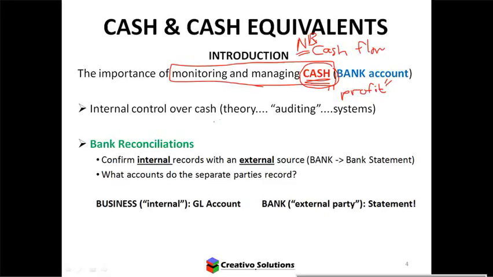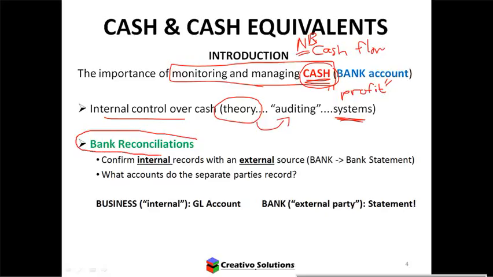Internal control over cash is key. That's theory, and theory won't be tested in this module. It should be tested in others. Auditing is the main module where they look at systems. There they'll test you on what must be in place in order to have good internal control over cash. That's a separate module. We're focusing on this.